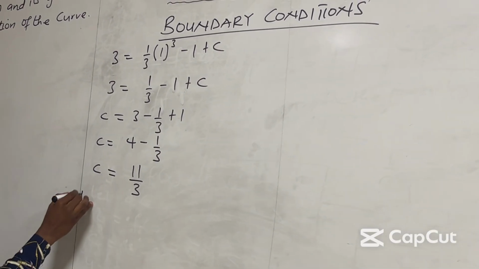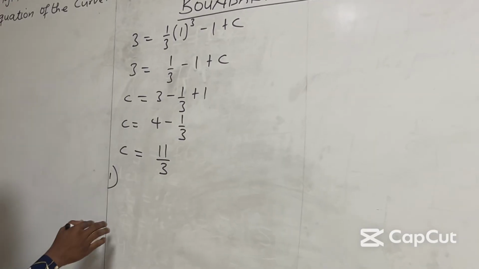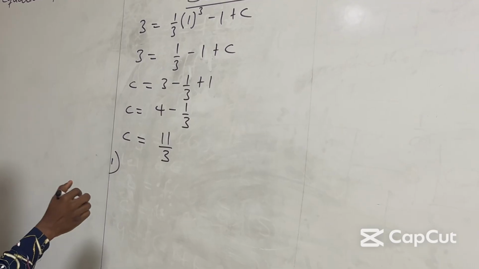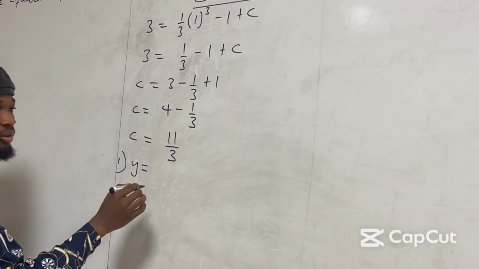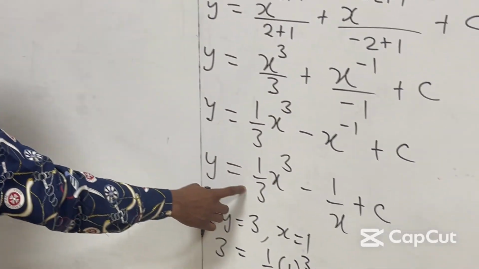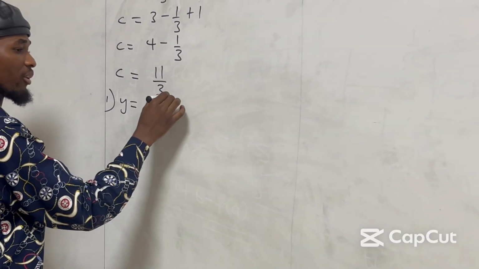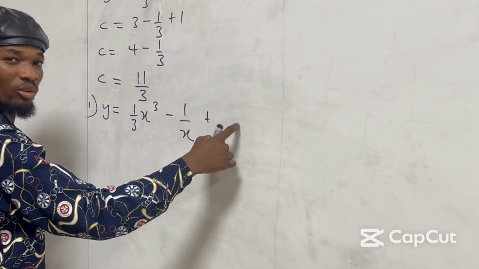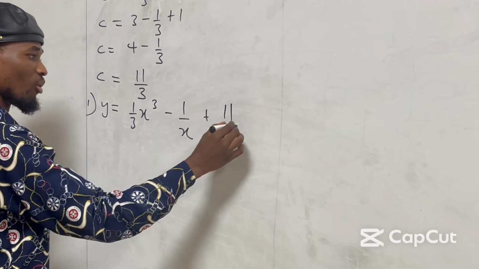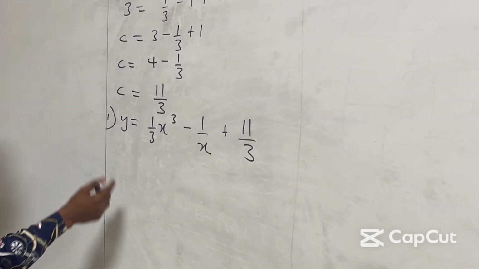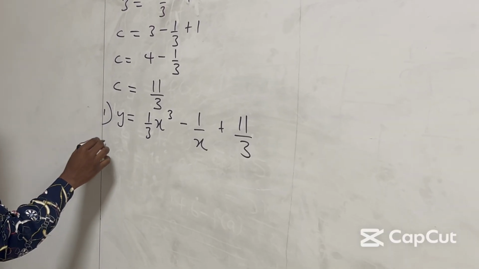So therefore, let us establish the equation. So let's find the equation of the curve. The equation of the curve is given by y is equal to, here, viewers, this is the equation we had. So I have 1 on 3 x to the power 3 minus 1 over x, then plus c, my constant of integration, which is what? 11 over 3. Now, you see how simple the boundary conditions are. So let's end the question now.